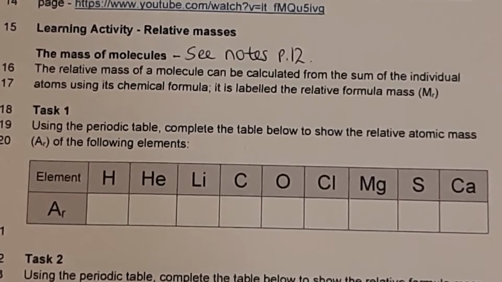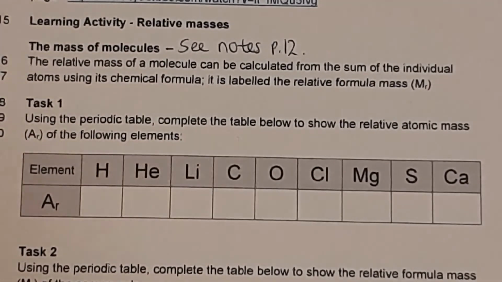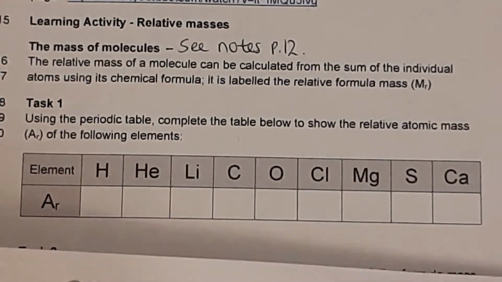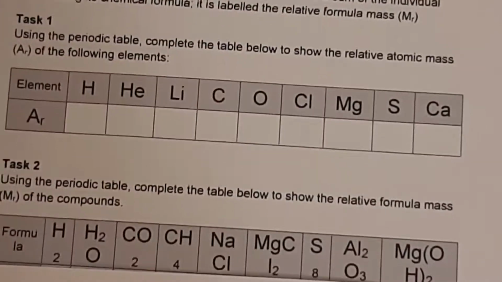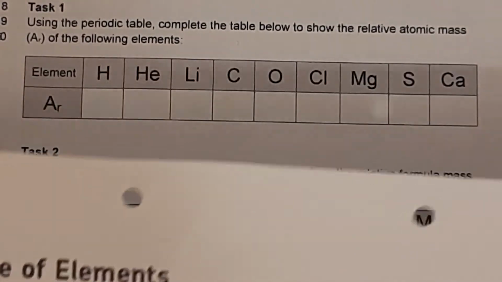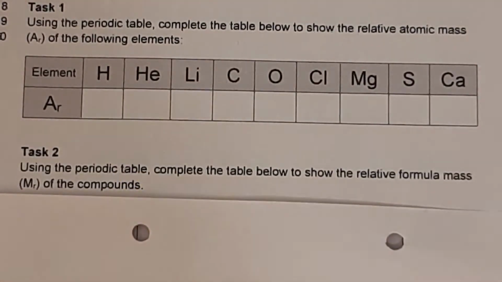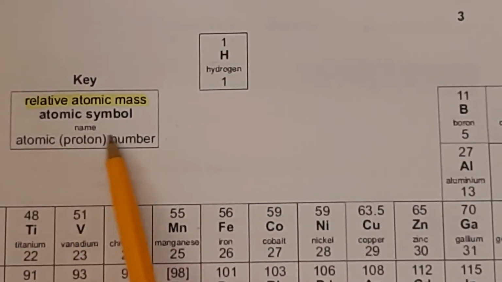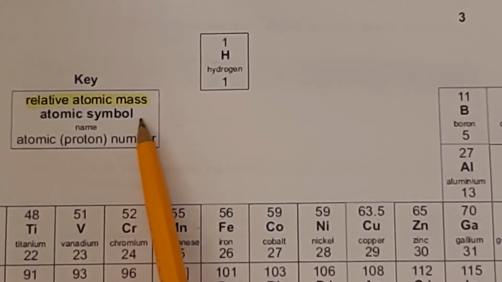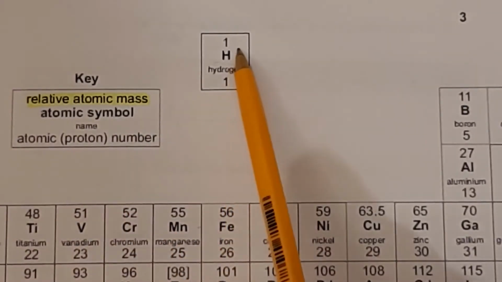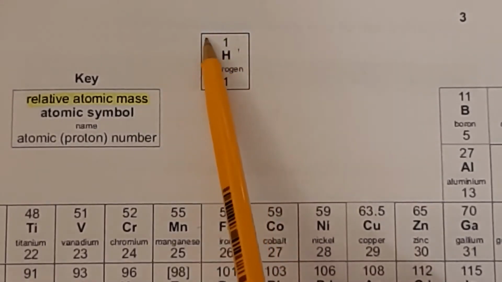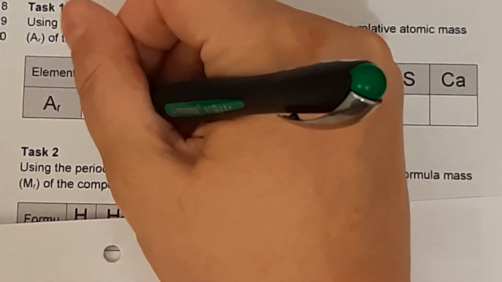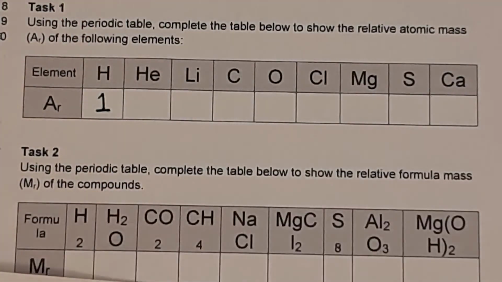Okay, so task 1. Using the periodic table, complete the table below to show the relative atomic mass, Ar, of the following elements. Now, we have our periodic tables here. I'm going to move this up so we can see a bit of the periodic table. So, using my periodic table, we're looking for the relative atomic mass of hydrogen. You can see here that relative atomic mass is the top part, the number above the symbol. So, the number above hydrogen is 1, which means my relative atomic mass for hydrogen is 1. So, we're going to fill that in. Now, see if you can figure out the number for helium.